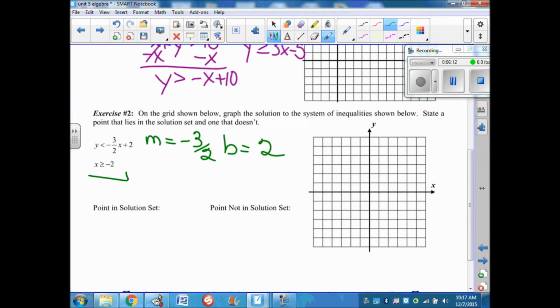Now this one, that x is greater than or equal to -2, that's going to be that vertical line. It's only got an x-intercept. It doesn't have a y-intercept. So starting off with the first one, we're going to go up on our y-axis 2, and then we're going to go down 3 and right 2.